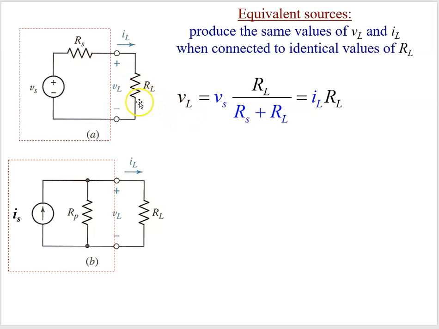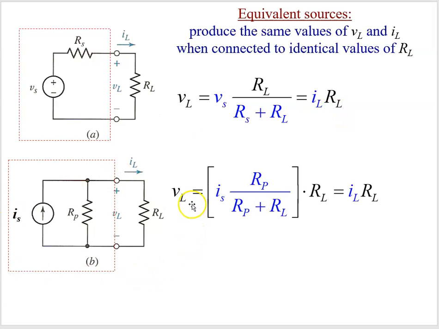So our load voltage for our practical voltage source is our ideal VS, by voltage division, times RL divided by RS plus RL, or it's equal to the load current times the load resistance. For our practical current source, we can do a current division to get our IL and multiply that by the RL. This is our IL that we've gotten via a current division equation.